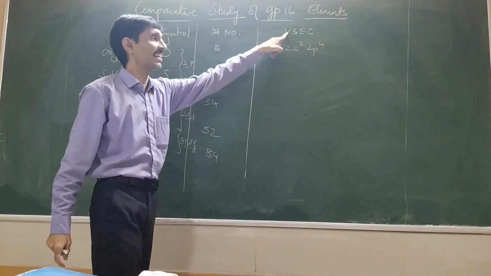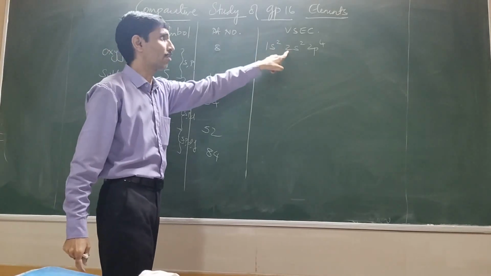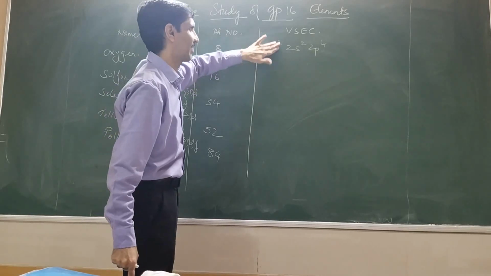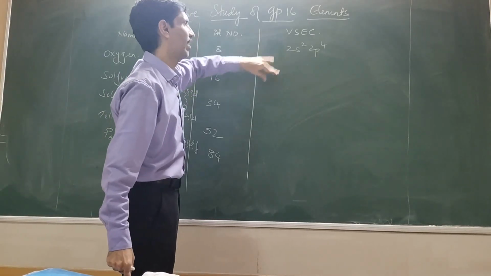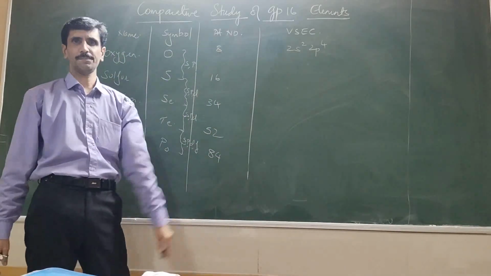But then, as I said, it's valence shell. It's the outermost shell. So therefore, the outermost shell is the second shell. So we are not going to consider 1s. Getting it? So it is 2s2 2p4. This becomes the VSEC of oxygen.